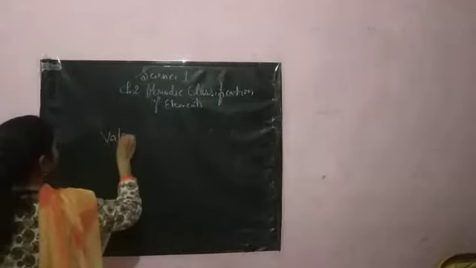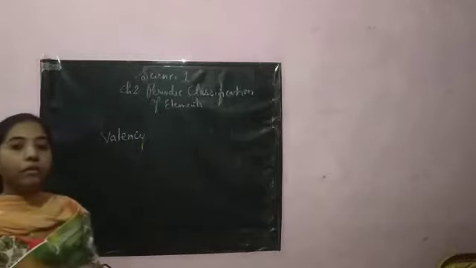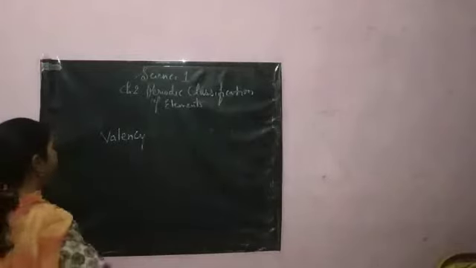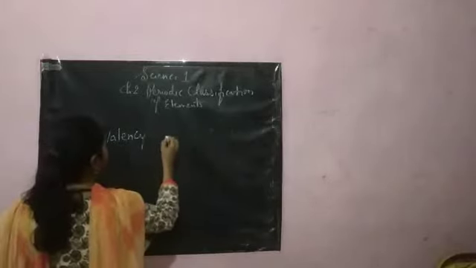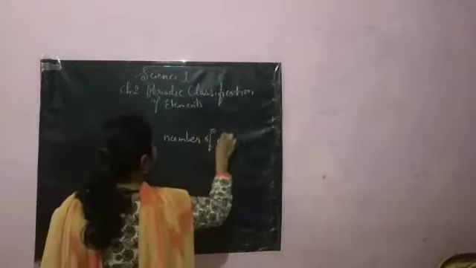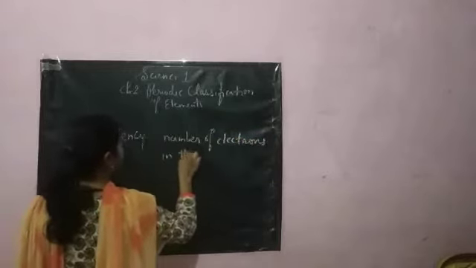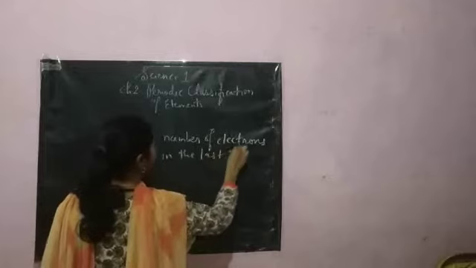Then valency. What do you understand by valency? Valency is the number of electrons present in the outermost shell, or the number of electrons which are going to be lost or gained during a chemical reaction by an atom. So valency is the number of electrons in the last shell of an atom.